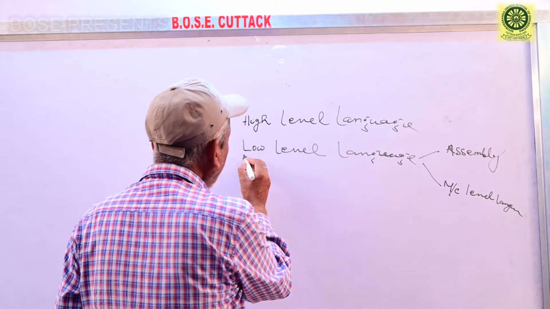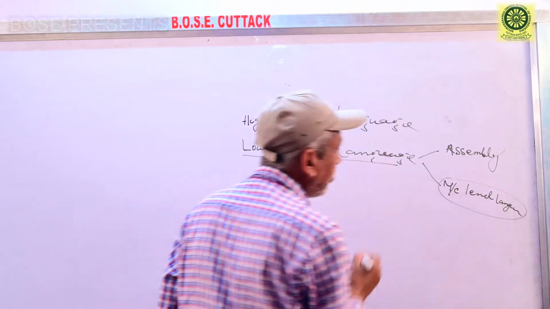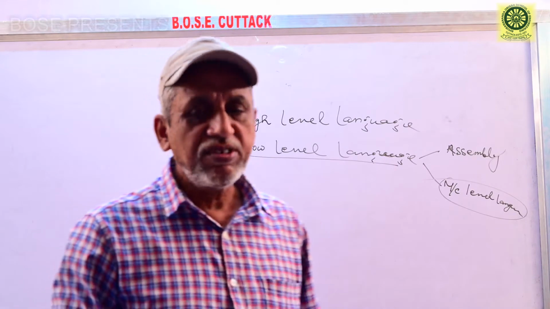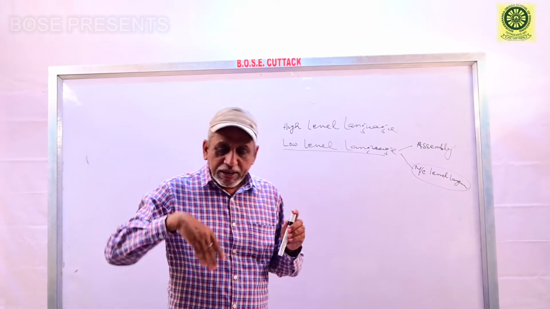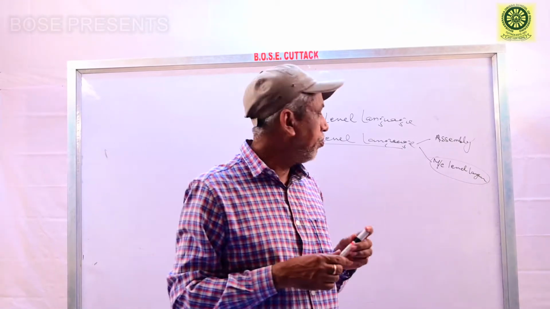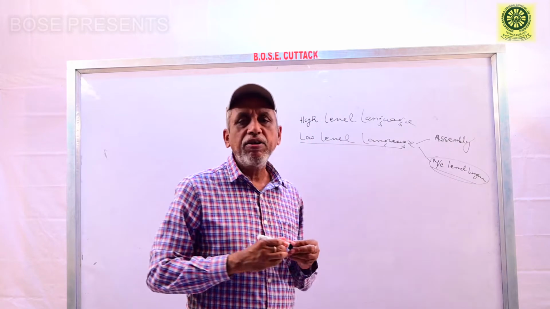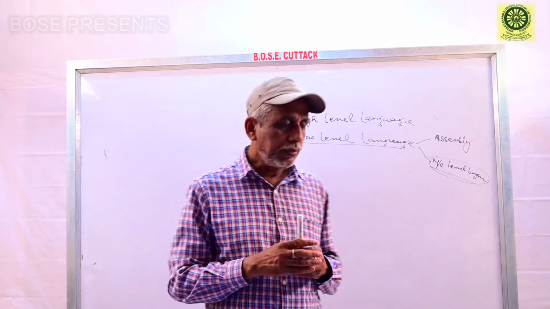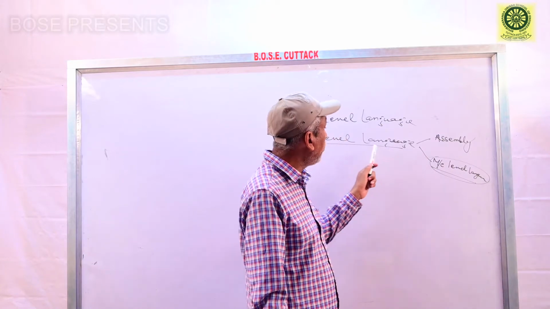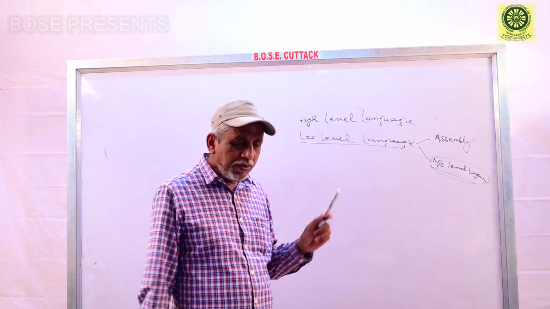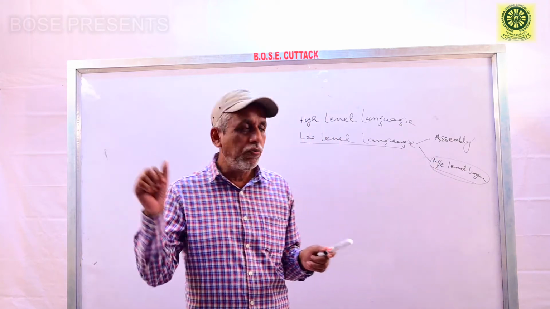In low level language, first we consider machine level language. Machine level language consists of 0 and 1. A set of instructions is written in 0 and 1 form in machine level language, and that language is directly understandable by the computer. Since this language is directly understandable by the machine or computer, it is called machine level language. It is written in 1-0 form.